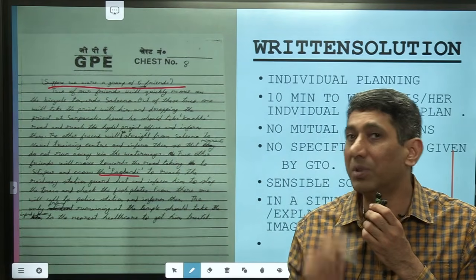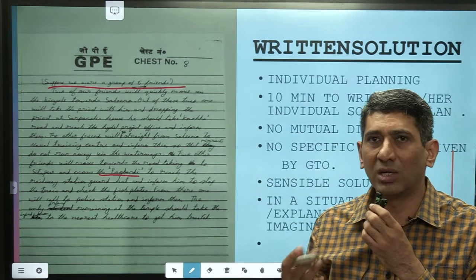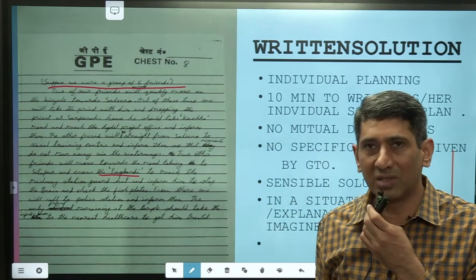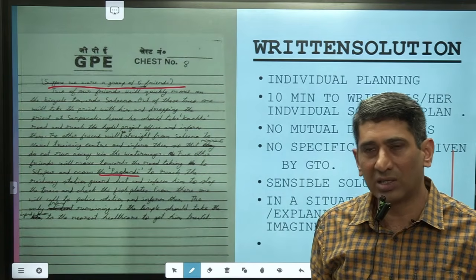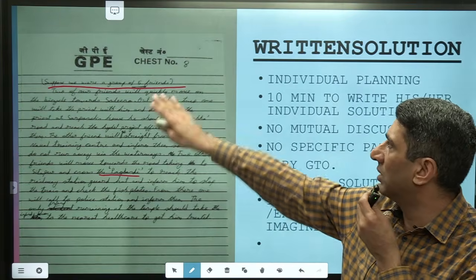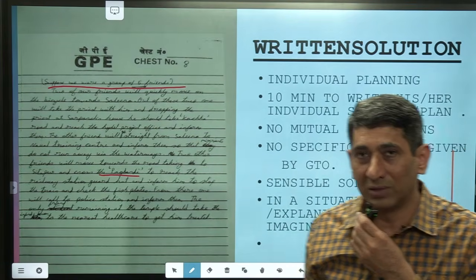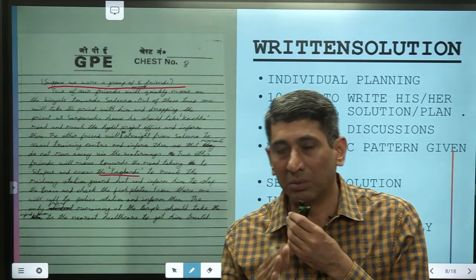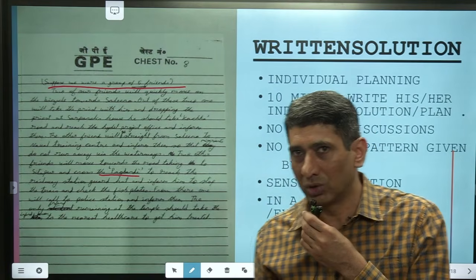Now this is not being realistic, because his chest number itself is 8. So he knows that there are 8 candidates. Now he is assuming that there are 5 friends. So see, maybe this is not the right approach.